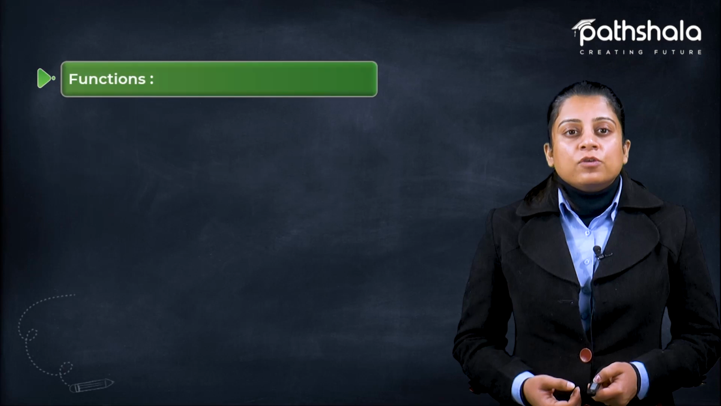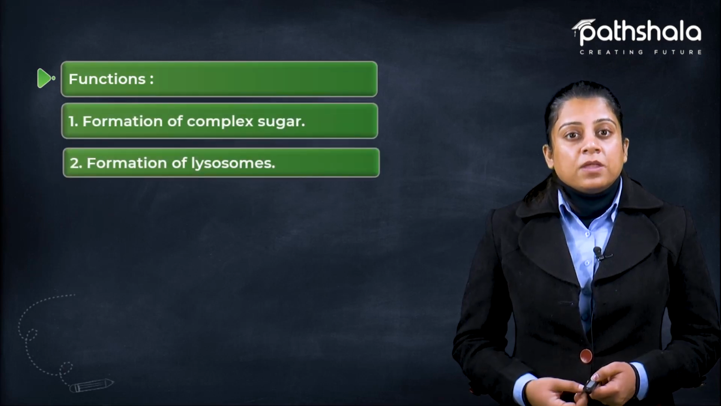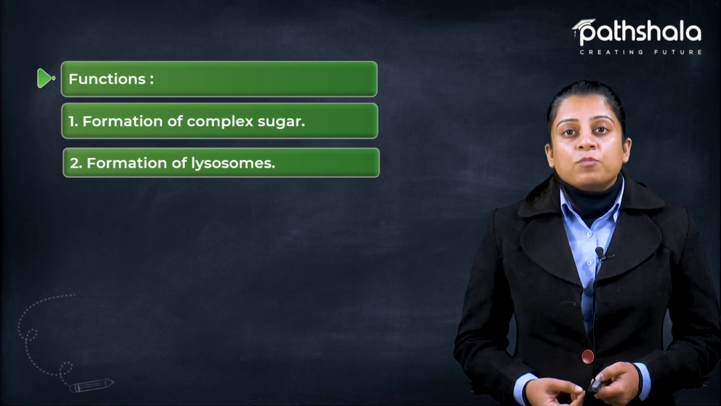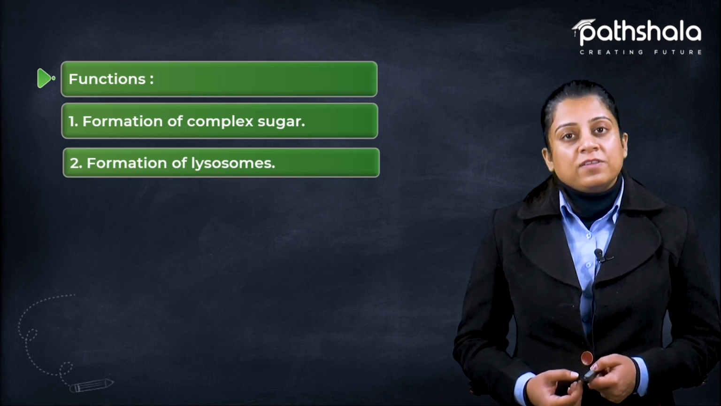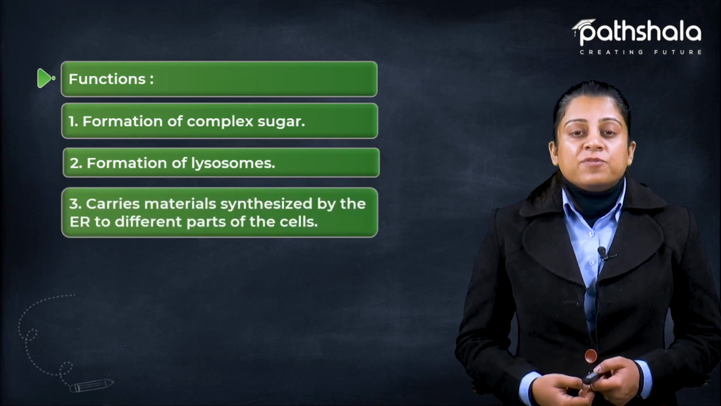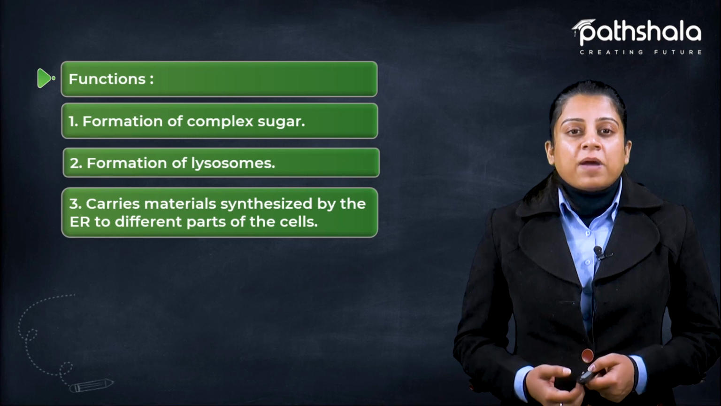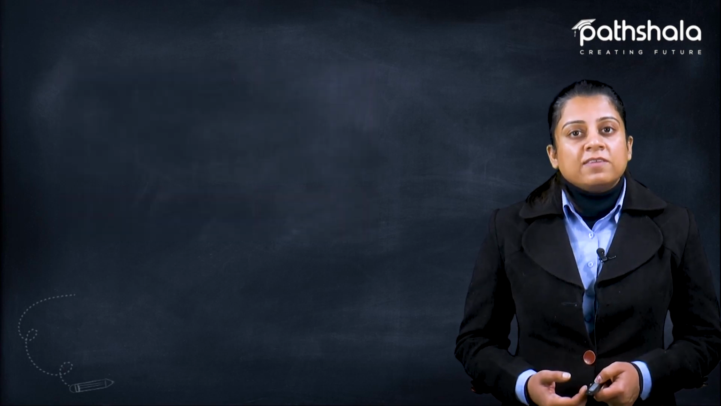The main function of Golgi body is the formation of complex sugar. It also helps in the formation of lysosomes, which are known as the suicidal bags of the cells. Further, the Golgi apparatus carries materials synthesized by the endoplasmic reticulum to different parts of the cell.